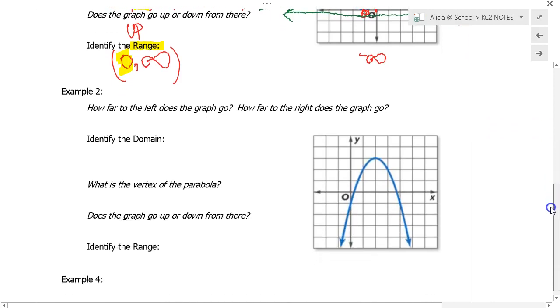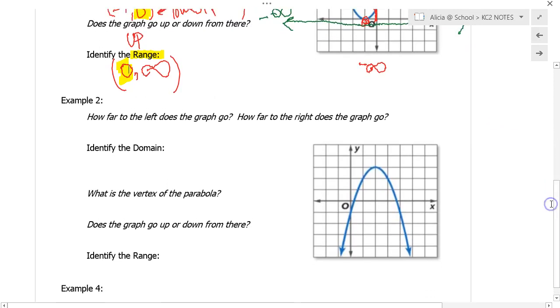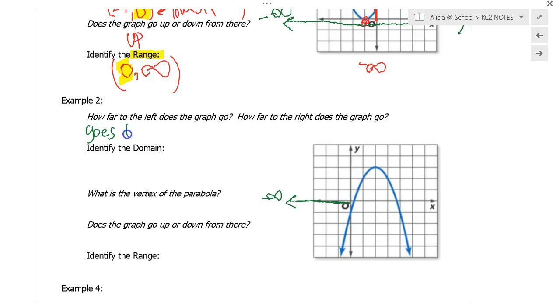All right, let's try to look at another example here. Example number 2. It says, how far left does the graph go and how far right does the graph go? Well, how far left, I see that my parabola is going downward. I see those arrows, which means that's going to keep going down forever. So I have to accommodate those x values. So that's going to keep going until negative infinity. So it goes left forever.